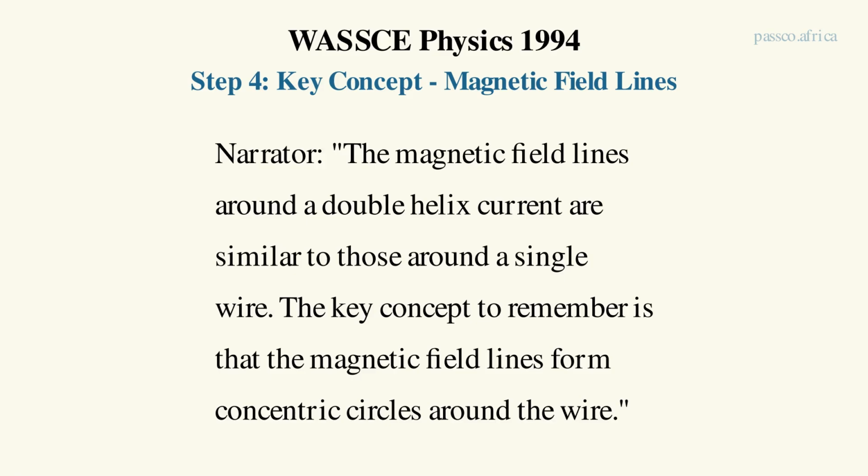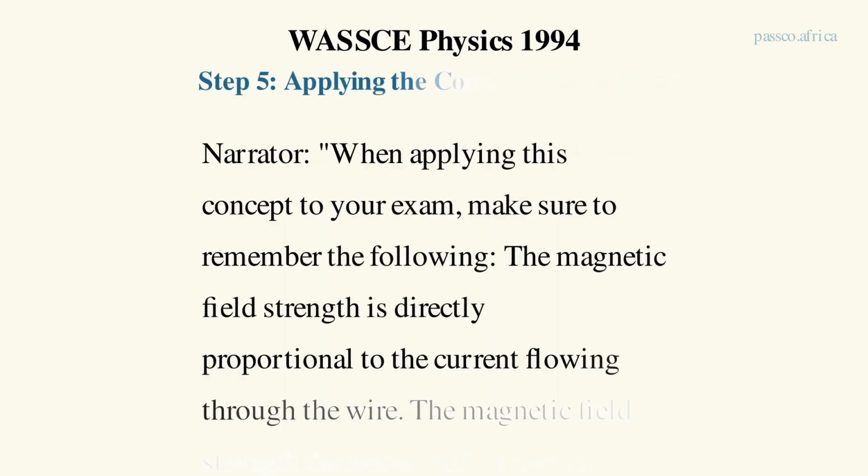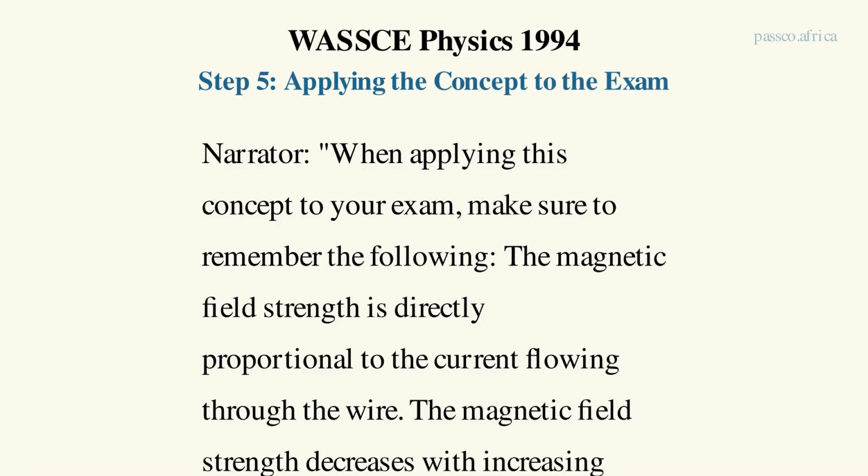Step 5. Applying the concept to the exam. Narrator. When applying this concept to your exam, make sure to remember the following. The magnetic field strength is directly proportional to the current flowing through the wire. The magnetic field strength decreases with increasing distance from the wire. The direction of the magnetic field lines can be determined using the right-hand rule.